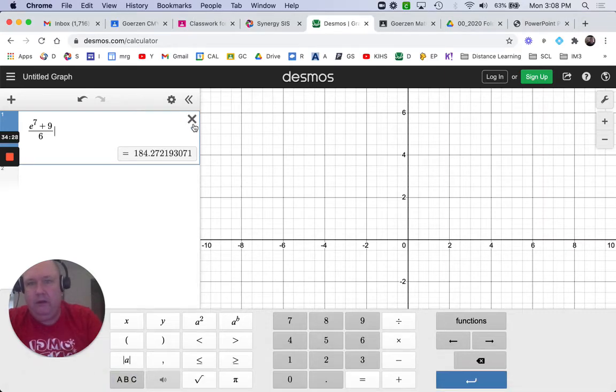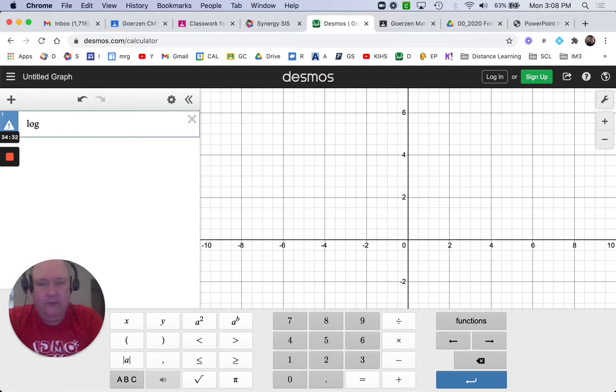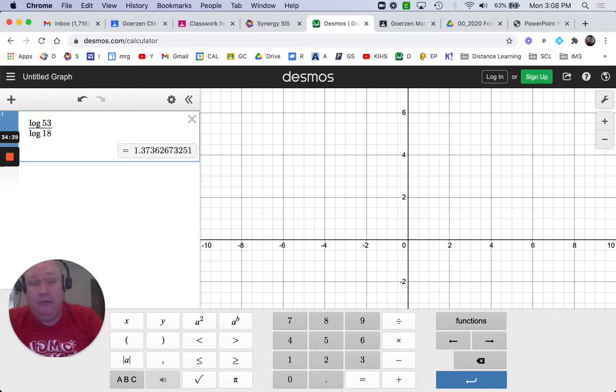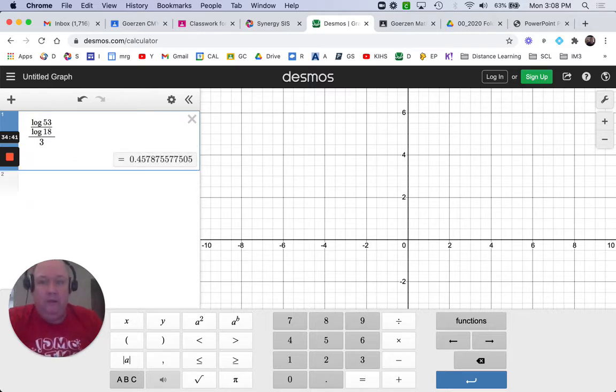So it's log 53 divided by log 18. Move the decimal, or move the cursor, then divided by 3. And you get 0.458. All right, let's look at number 34.